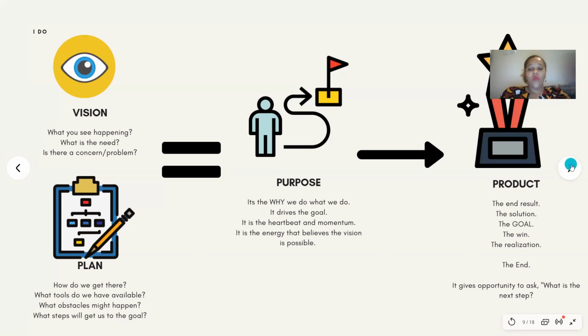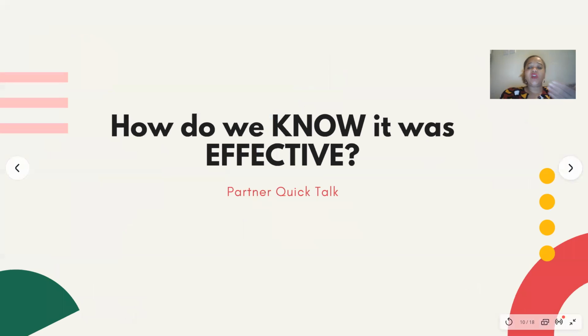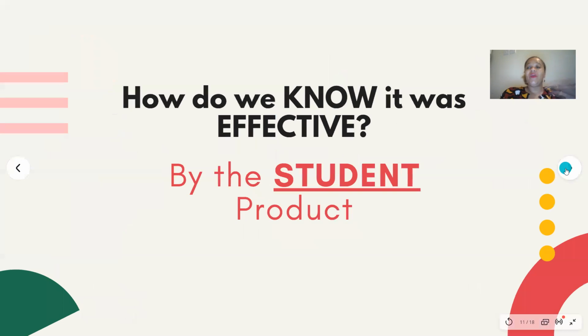Okay, so while we talk about that, how do we know that if we planned something, it was effective? How do we know it was effective? And I know you don't have partners at home, so I'll give you the answer. We know something's effective by the student product. So let's think about that in the classroom. How do we know that what we taught that day was effective? By what the student produces.